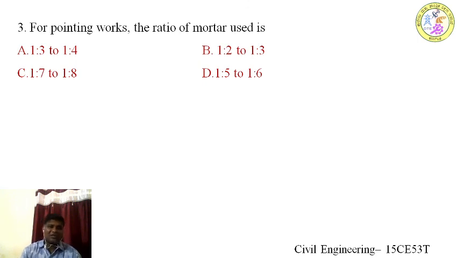For pointing works, the ratio of cement mortar used is option A 1:3 to 1:4, option B 1:2 to 1:3, option C 1:7 to 1:8, or option D 1:5 to 1:6. Option B 1:2 to 1:3 is the right answer.